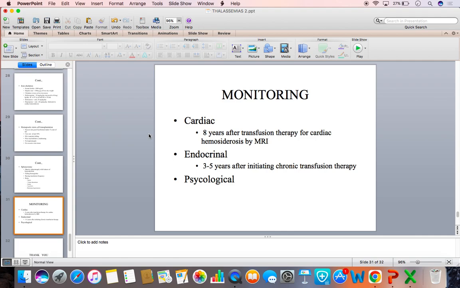Endocrinal. 3 to 5 years after initiating the chronic transfusion therapy, there could be endocrinal dysfunction secondary to the hemosiderosis. So endocrine functions have to be assessed with regard to diabetes mellitus, pancreatic function, growth hormone, and thyroid functions, etc. This should be carried out nearly 3 years following the transfusion therapy. And psychological evaluation of the patient as well as the parent should be monitored regularly.